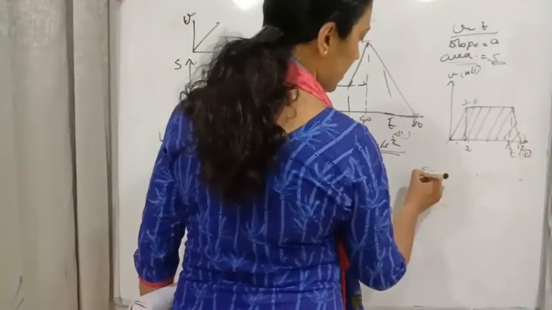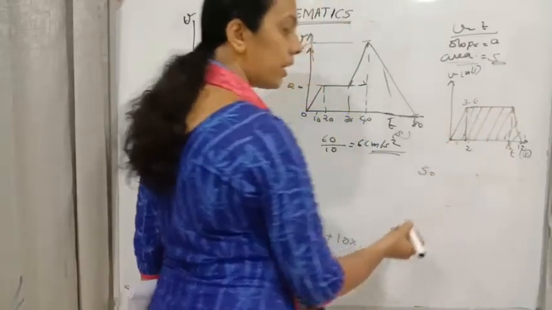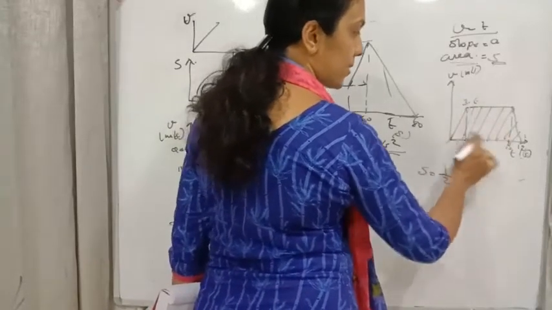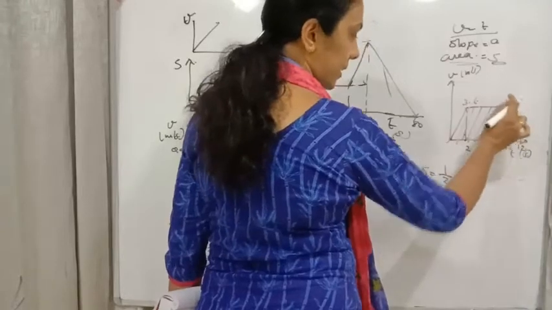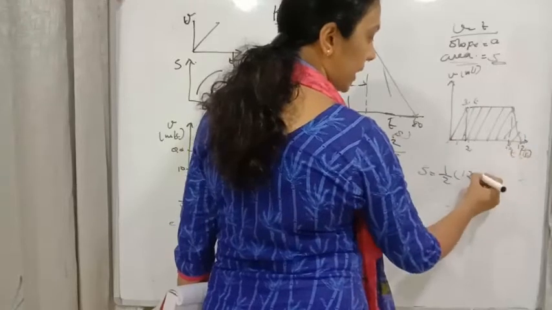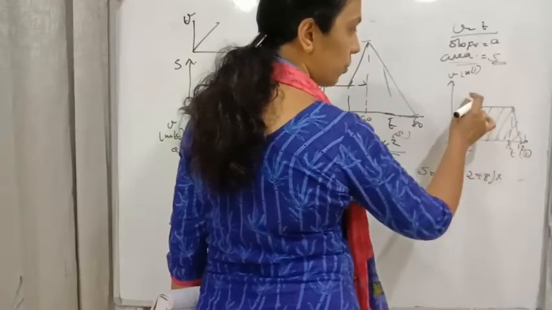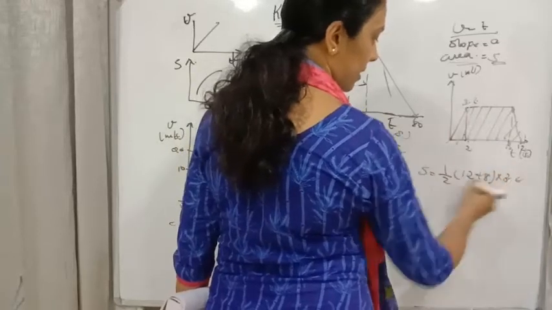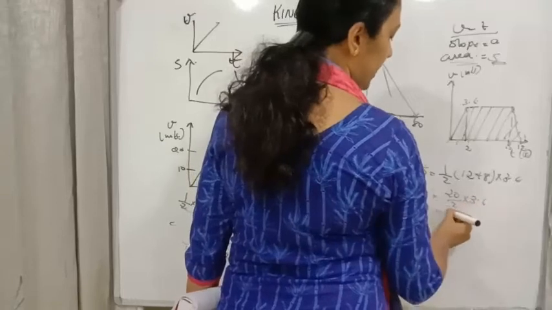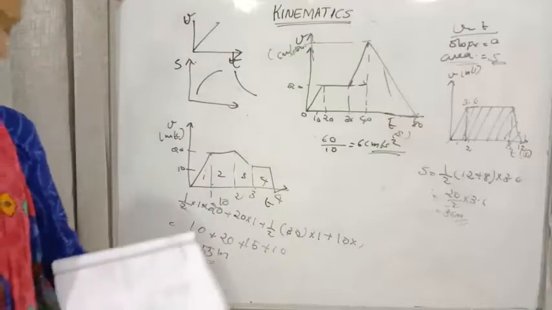So here displacement S will be equal to the area of the trapezium. How can we find the area of the trapezium? Half into the sum of the parallel sides. So this is one parallel side and this is the other parallel side. Here it is 12 and here it is 2 to 10, which is 8, into the perpendicular distance between the two parallel sides, which is 3.6. So 20 by 2 into 3.6 will be 36 meters. S will be equal to 36 meters.